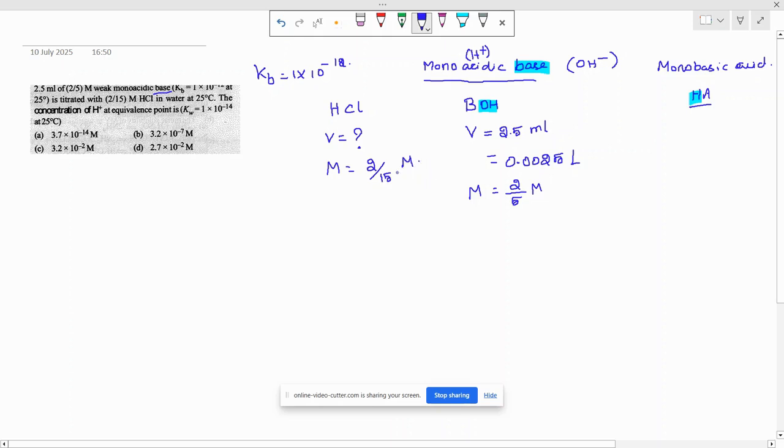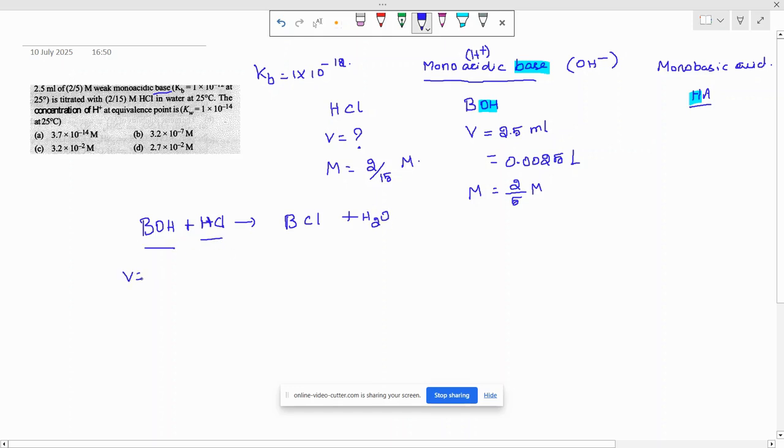First the volume we have to check here, and the molarity will be 2 divided by 15, right? Look at this. You should not use that formula V1M1 equals V2M2. Sometimes it will work out, sometimes you should be very careful while using that formula. So please don't use that formula. Just write the stoichiometric equation: BOH plus HCl gives BCl and then H2O. This is the stoichiometric reaction of BOH titration with HCl.